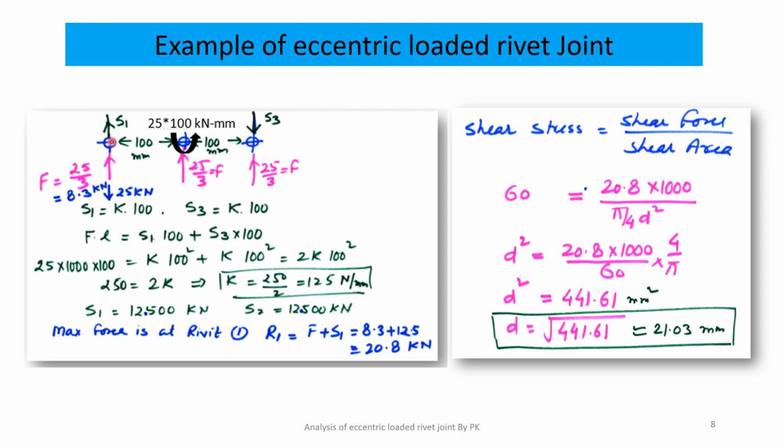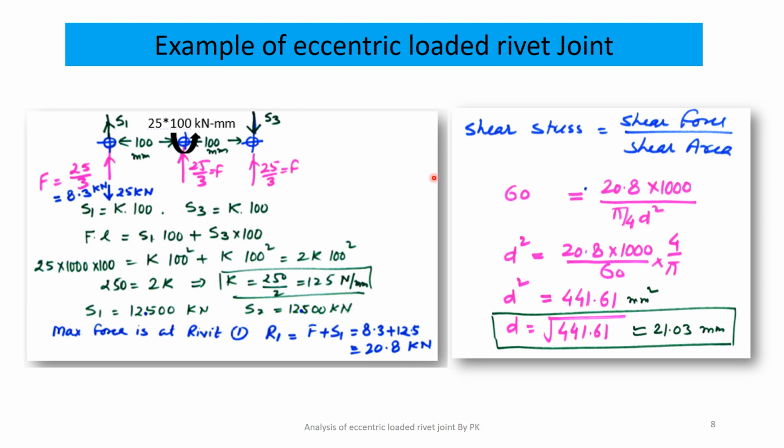Now, after finding out the force on each and every rivet, we see that at rivet number 1 the net force is maximum because both the forces are acting in the upward direction. So rivet number 1 is the heavily loaded rivet. The maximum force at rivet number 1, we call it R1 maximum or R1, is equal to F plus S1, because F is acting in the upward direction and S1 is also acting in the upward direction. The value of F is 8.3 here. So it is 8.3 plus 12.5, which comes out to be 20.8 kilonewton.